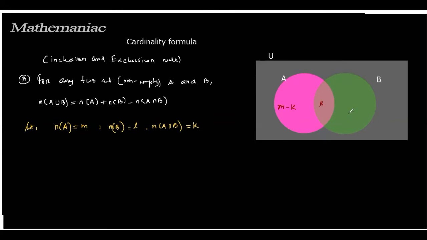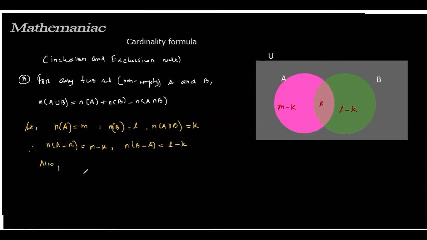With very similar logic, L minus K elements will be left out in the green part, other than the common portion. That means B minus A. So now, if you go by the figure, it is a very clear observation that n of A minus B is equal to m minus K, and n of B minus A is equal to L minus K.